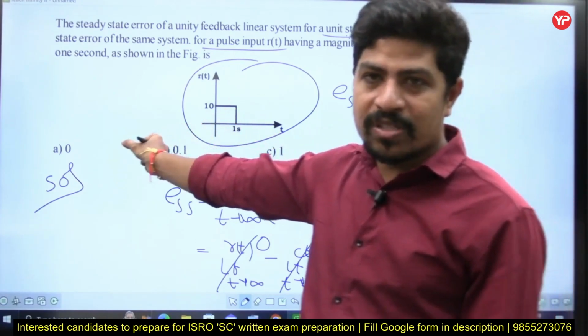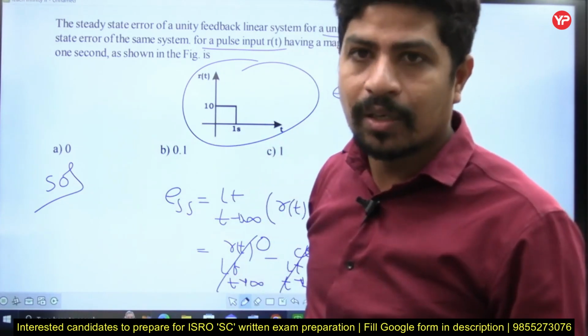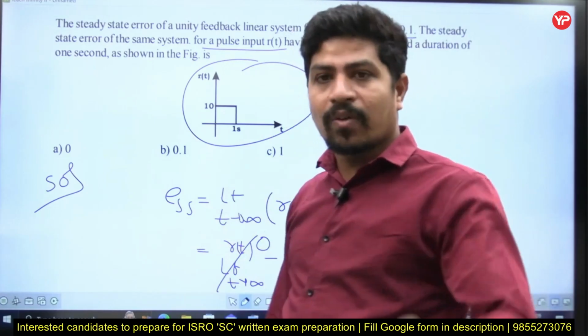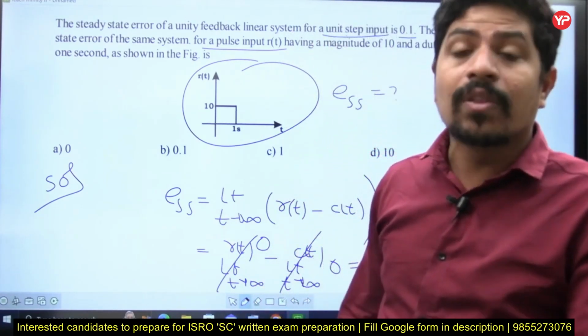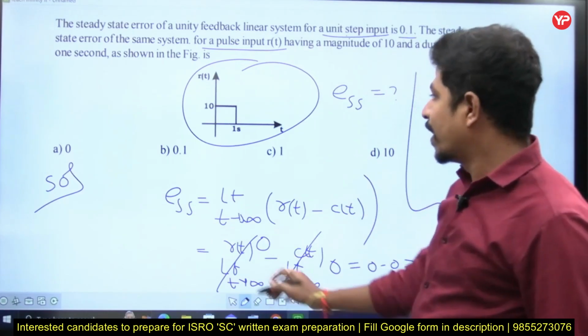That pulse input is existing only from 0 to 1 second with magnitude of 10. Right? It is a pulse input. After 1 it is not existing at all. Therefore input is 0. If input itself is 0, there is no question of output. This way, analytically you can solve. Answer is 0.